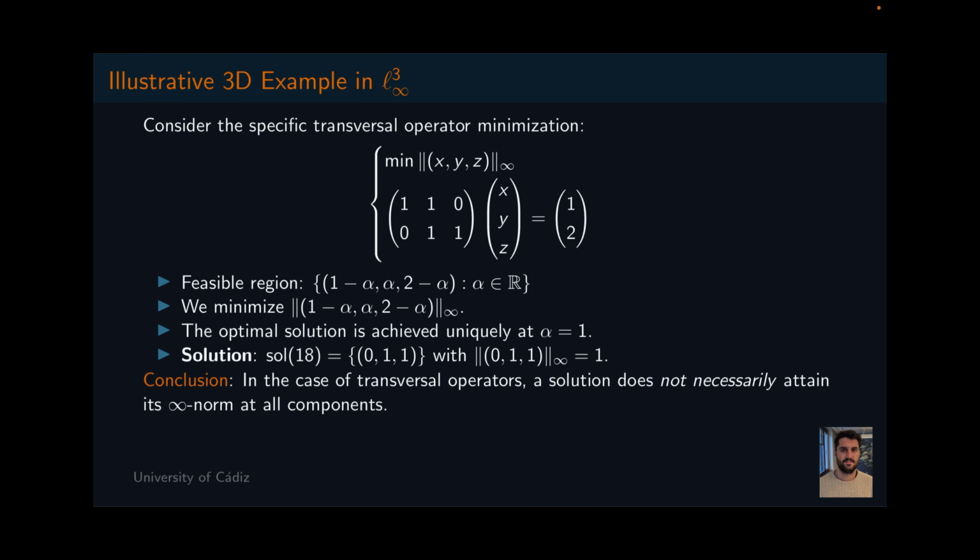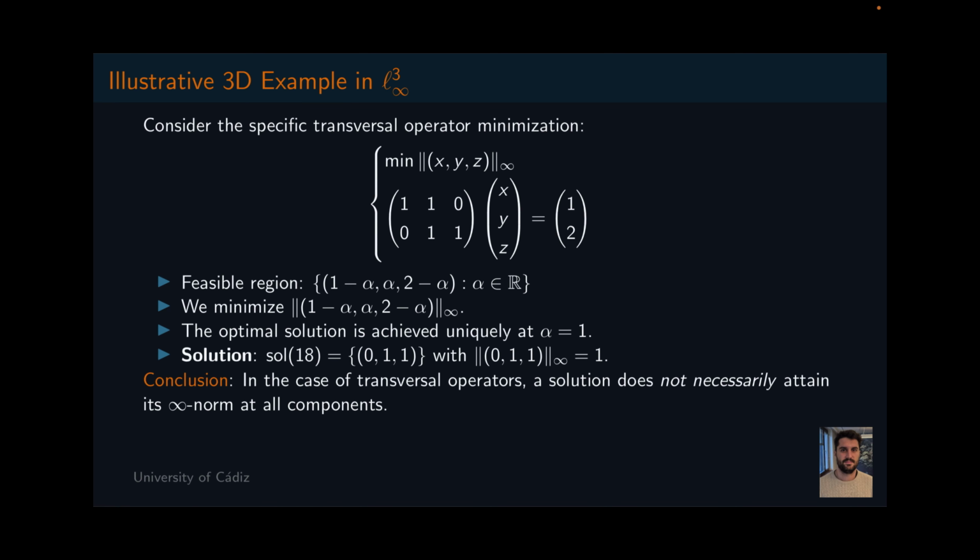Notice a critical detail here. The first coordinate is exactly 0. This is the crucial theoretical takeaway for applied work. In transversal operators, the minimum norm solution does not need to attain its maximum magnitude at every single component.